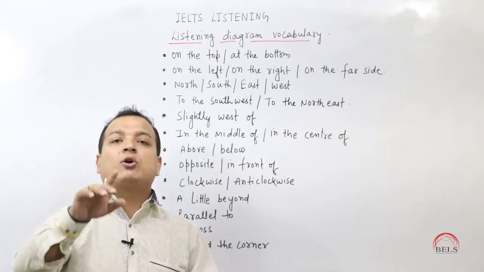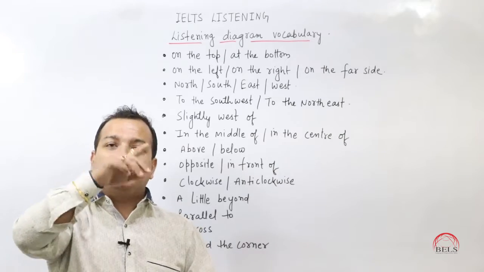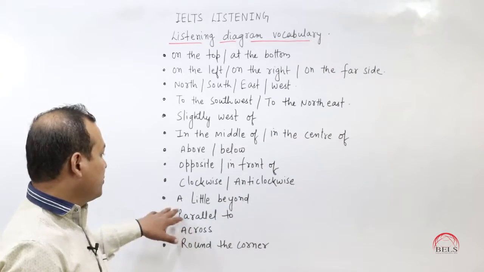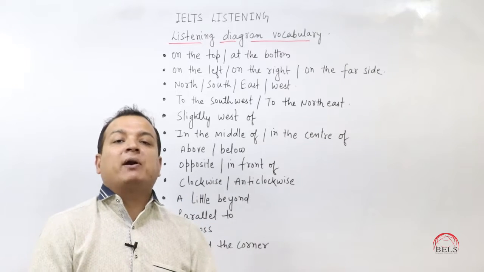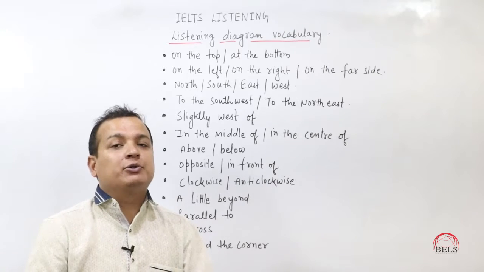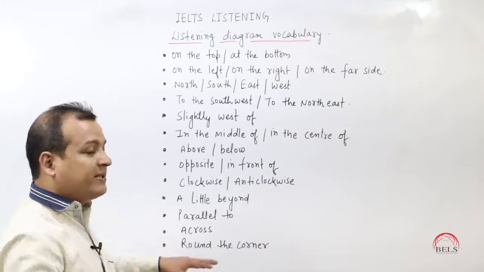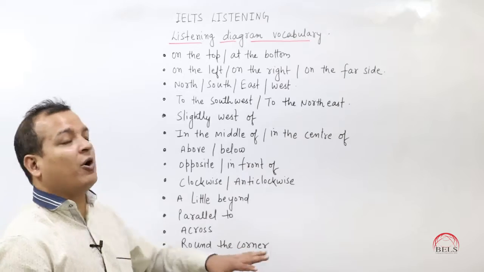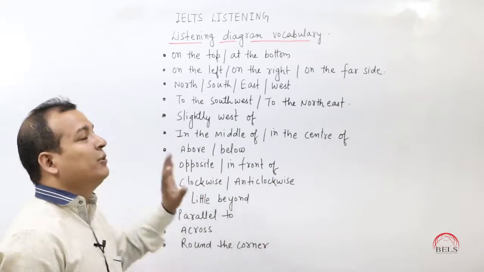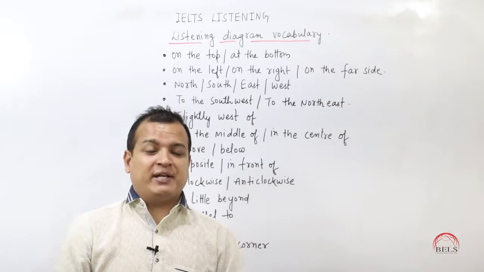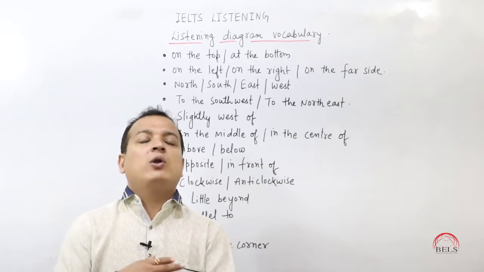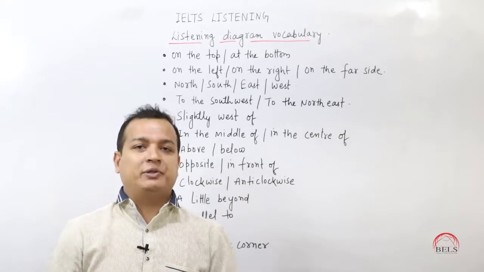Clockwise and anti-clockwise: clockwise will be straight and anti-clockwise will be the opposite of that. A little beyond that. You also need to understand parallel to: if something is going parallel to Harper Lane, you need to go parallel to it. Across that, on the other side, around the corner, you'll find it there. These words are very important to keep in your mind, guys. Once you practice the diagrammatic part, after some time you'll feel all the answers are coming correct. So there will be no issue with that.